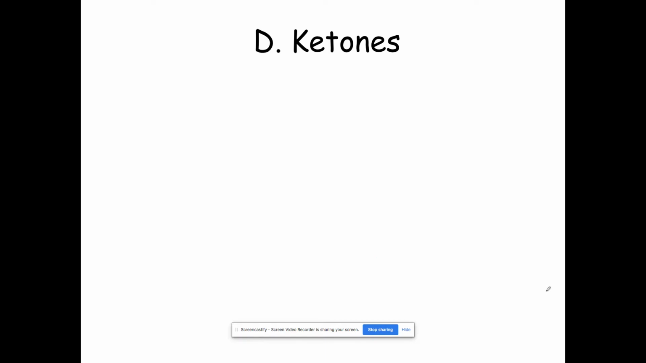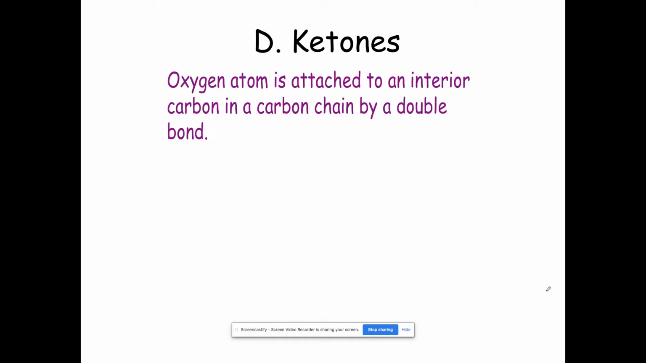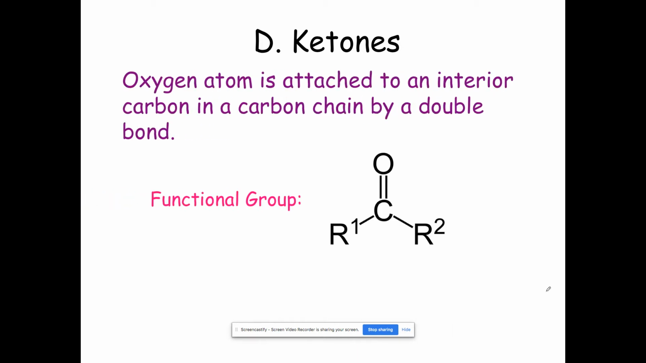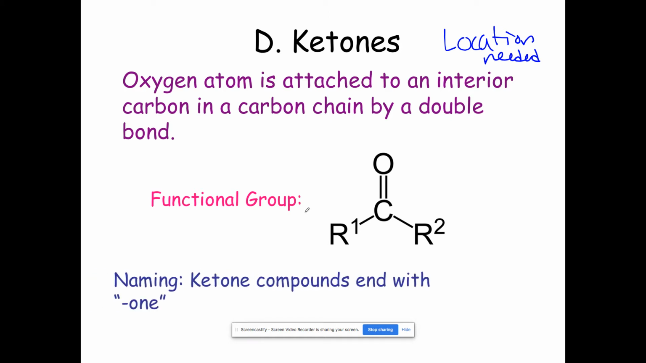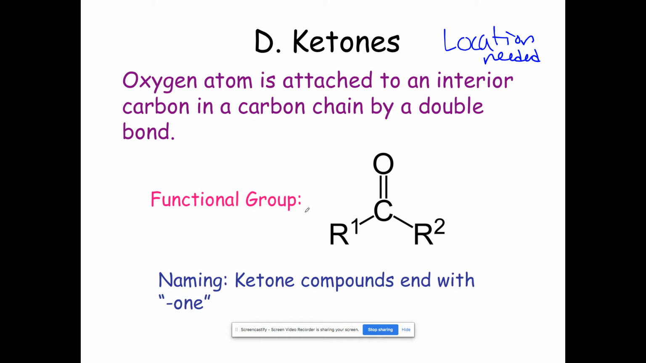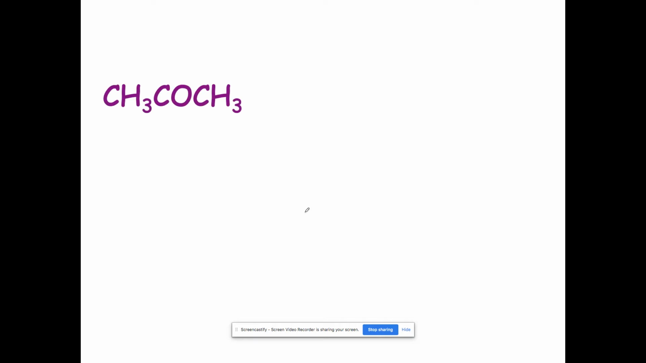Finally, the last ones, ketones. Ketones, take a look on table R. This is a C double bonded O somewhere in the middle. The middle of a chain. If it's in the middle of the chain, we need to give a location. How do we change the name? Ketones. Take a look. Why am I saying ketones? It's because the ending is going to change to O-N-E. Methanone, propanone, etc. Pentanone.